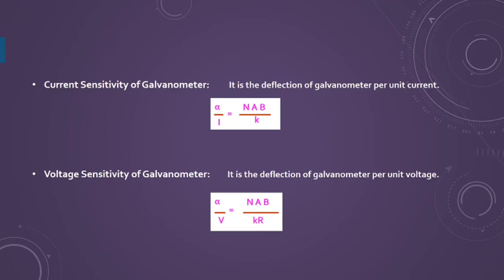You can be asked about these definitions. Current sensitivity of a galvanometer is the deflection of the galvanometer per unit current. It means alpha upon I, so it is equal to NAB upon K. And voltage sensitivity of the galvanometer is the deflection of the galvanometer per unit voltage, so you have to write alpha upon V.